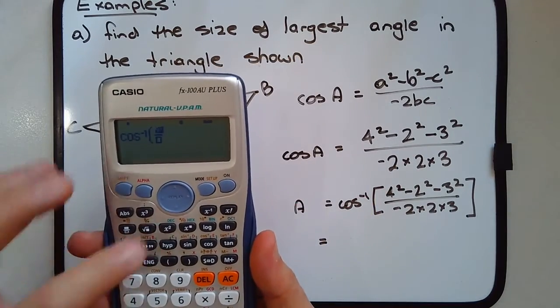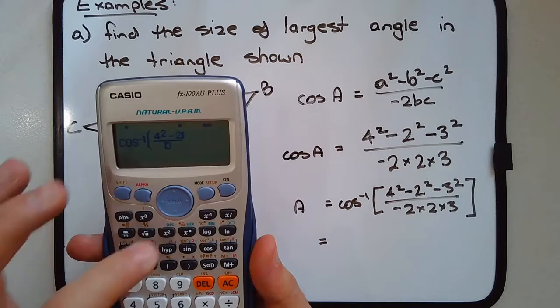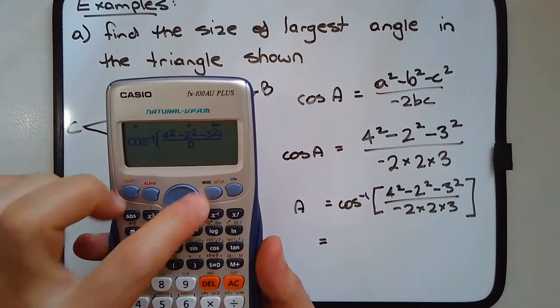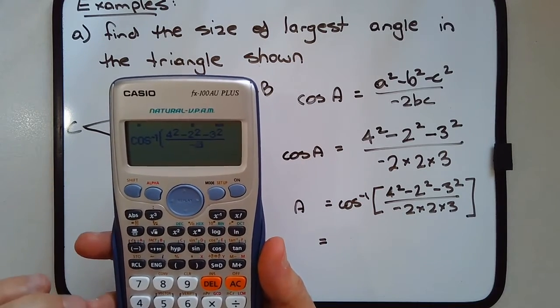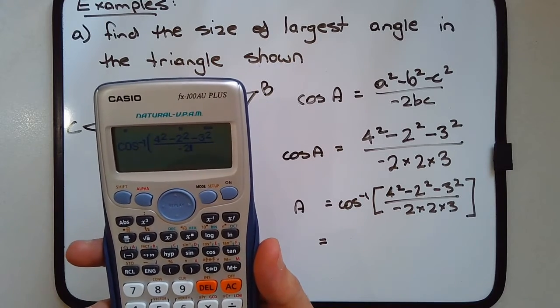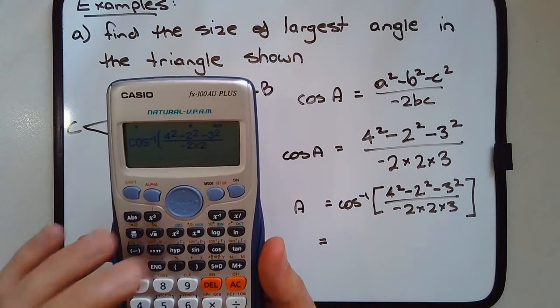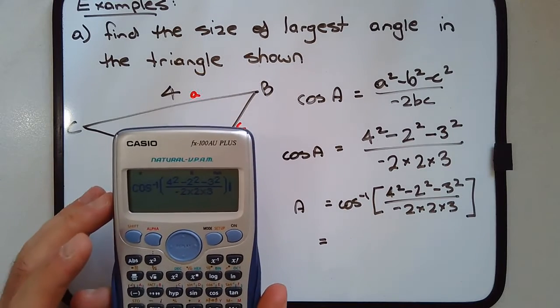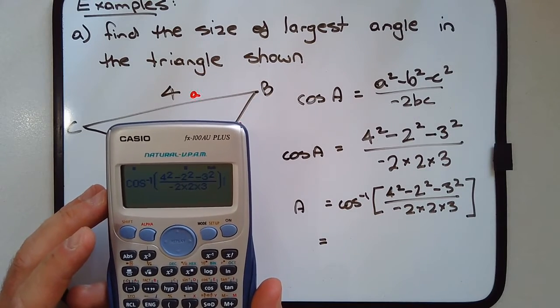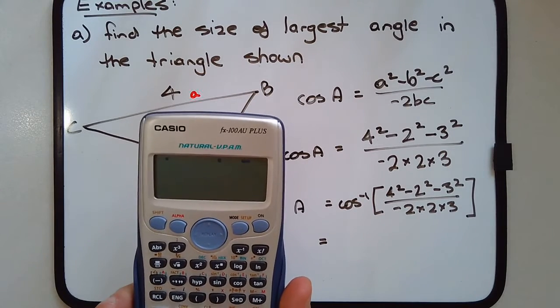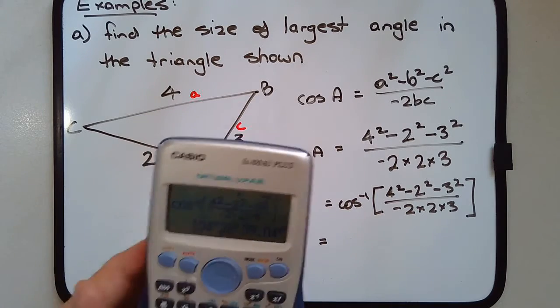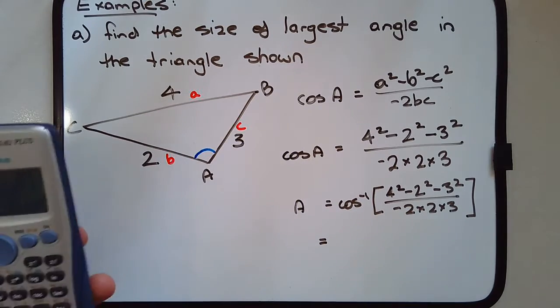I tend to use a calculator as much as possible right at the very end. I like to plan out what I'm doing first. What I'm going to type into my calculator is what I write down as part of my working out, rather than just rushing to the calculator. I think we're happy with that. Just comparing it, yep, negative 2 times 2 times 3. And we have 104 degrees and 29 minutes.